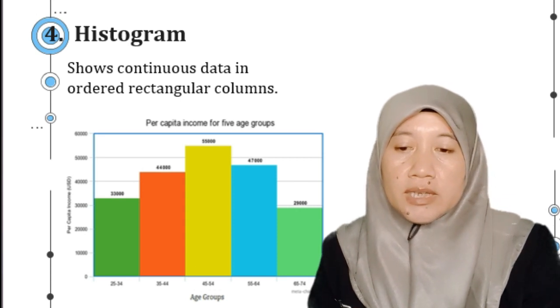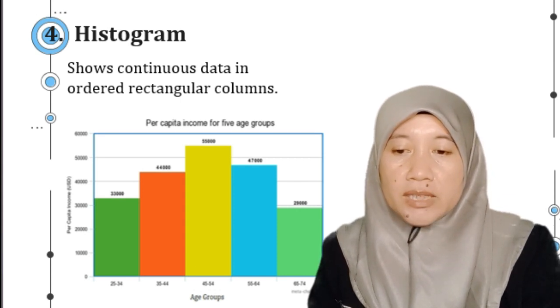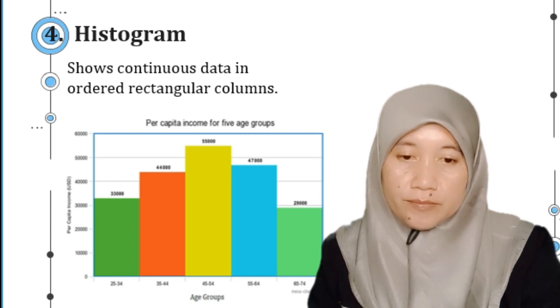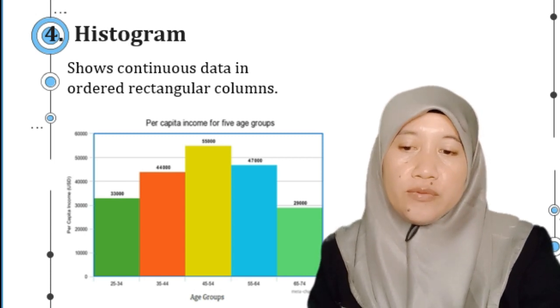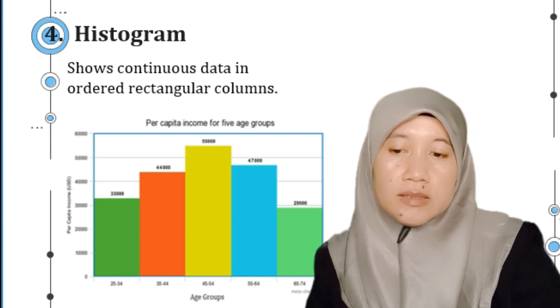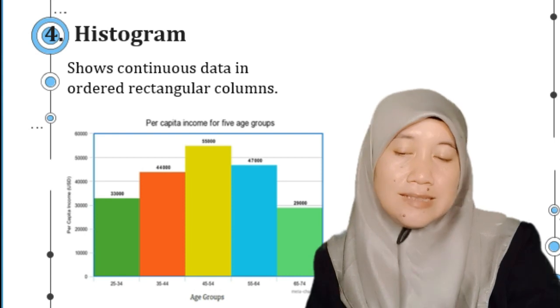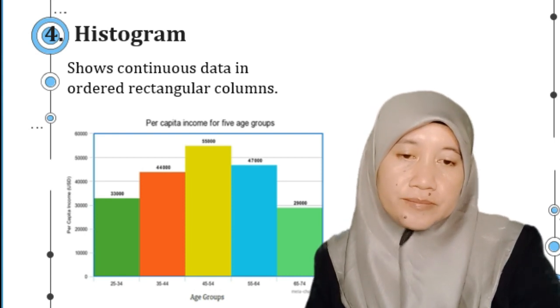Here the histogram illustrates per capita income for each of 5 age groups. There are 5 groups, bins or age ranges, here.